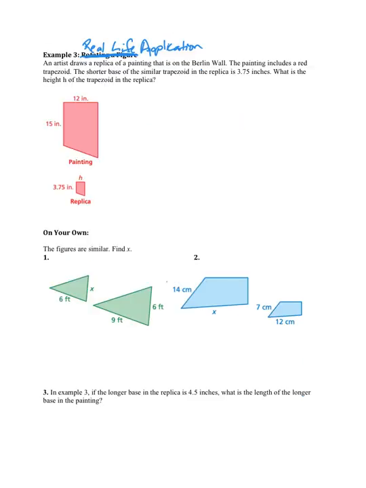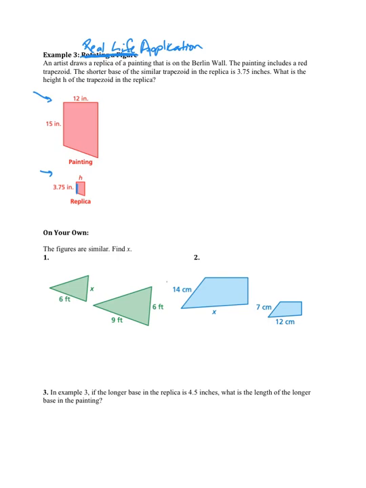Okay, our next example here is a real-life application. So we have an artist draws a replica of a painting that is on the Berlin Wall. So here's the painting, this larger figure, and then here is our replica, which is obviously a little bit smaller. So the painting includes a red trapezoid, and the shorter base of the similar trapezoid in the replica is 3.75 inches. So we know that trapezoids have two bases that are parallel.